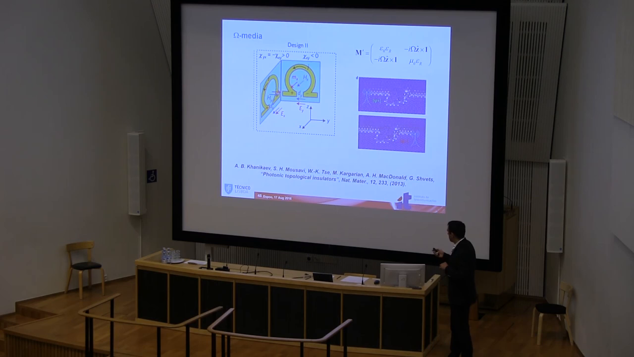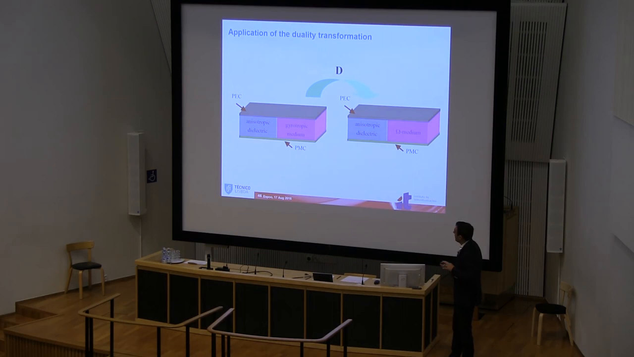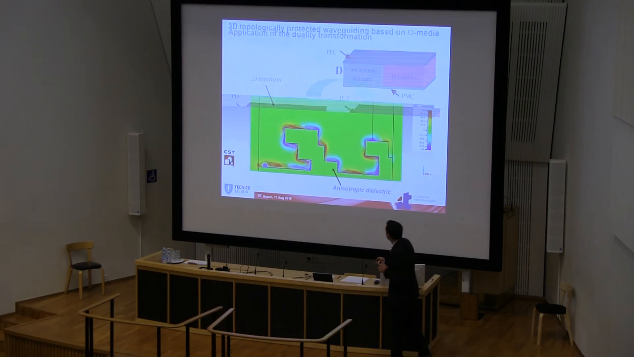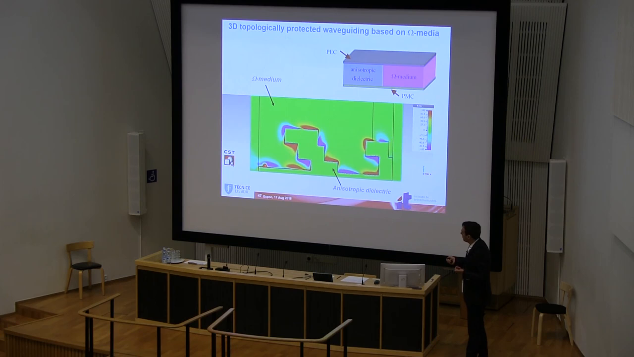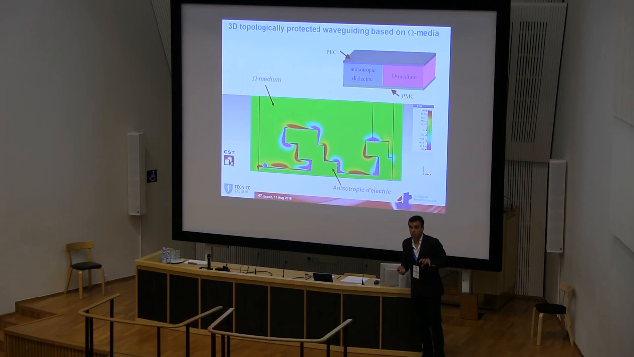So basically, an application of the theory I explained is that if I have this nice structure that I had before, that is topological, anisotropic dielectric, gyrotropic medium, and I transform it with the duality transformation, then basically these stay the same, this one stays the same, this stays the same, but the gyrotropic medium is transformed into omega medium. What does this mean? It means that this simulation, which is exact numerically, is exactly the same. So if here you have omega medium, if here you have the anisotropic dielectric, if you put here the source, you still have this propagation, bidirectional with no backscattering, with a reciprocal material. So this is the main message.